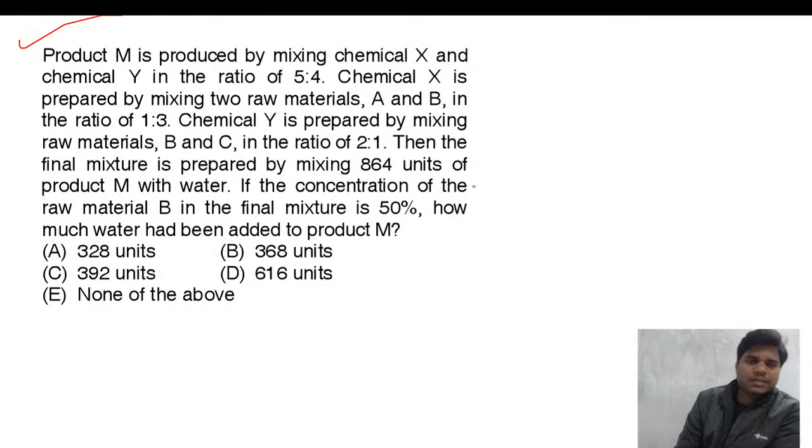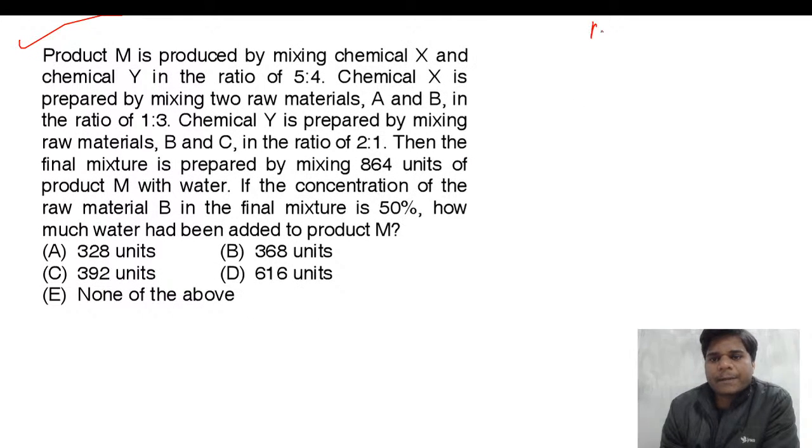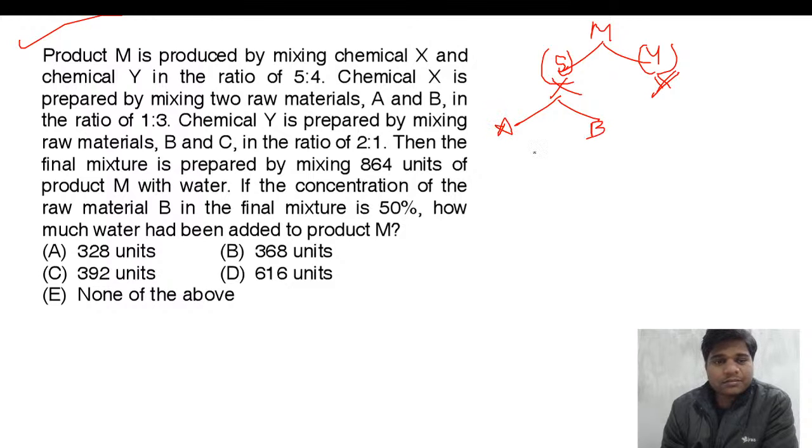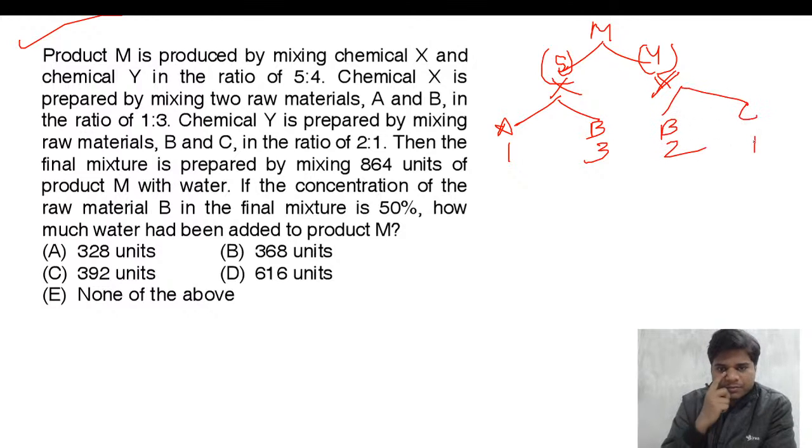Quickly. Okay, let's discuss this. So product M is produced mixing X and Y in ratio 5:4. Fine. 5:4. Chemical X में there A and B in 1:3. Fine. In chemical Y there is B and C in 2:1. Okay, so it's too much.